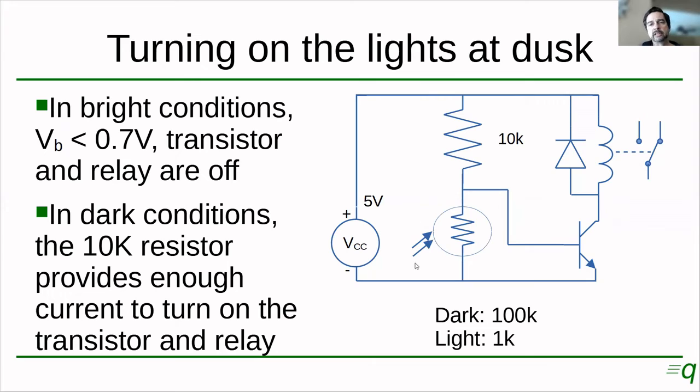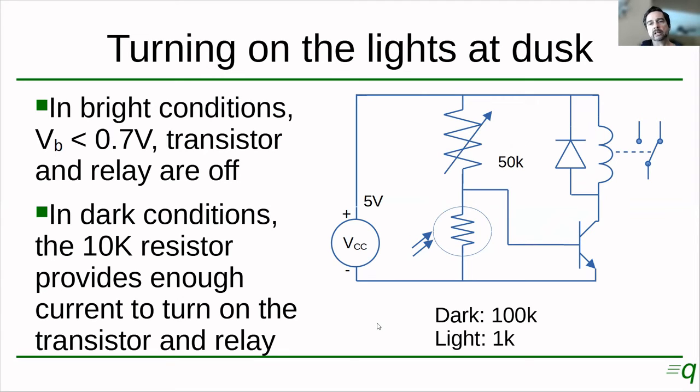You can think of this in a different way. When it is dark, all the current from the 10 kilo ohm resistor goes to the base, and that makes the collector amplify that base current and turn on the relay. When it is light, we are diverting current from the base directly to ground through the LDR, and there's not enough current going through the base to turn on the relay.